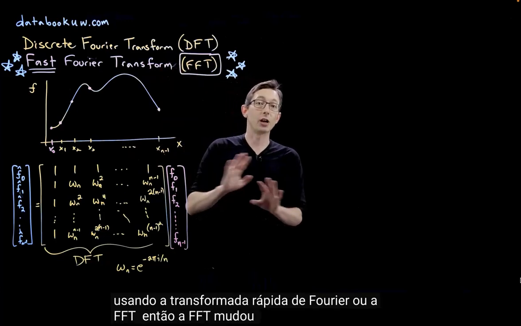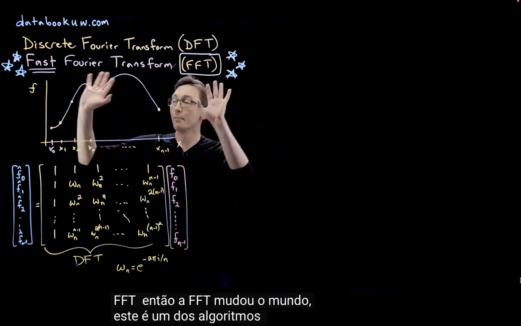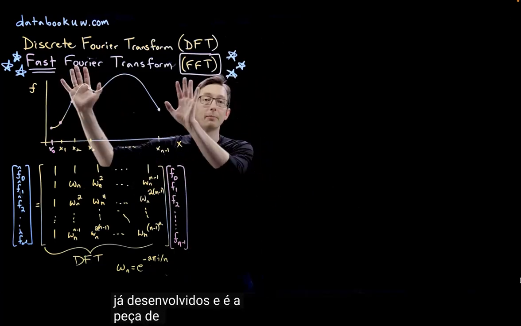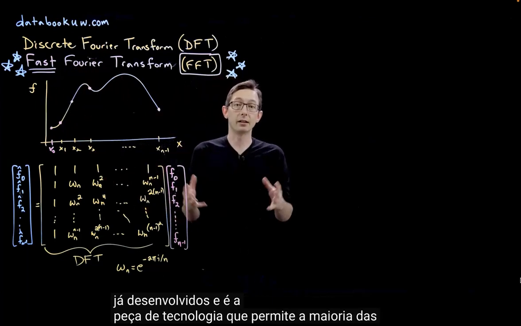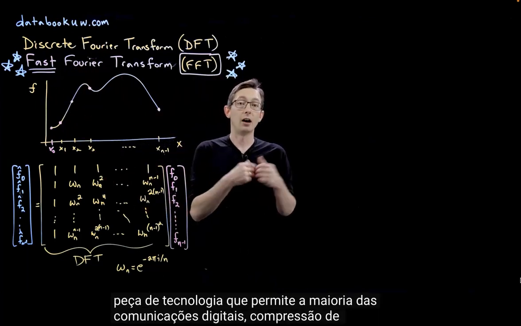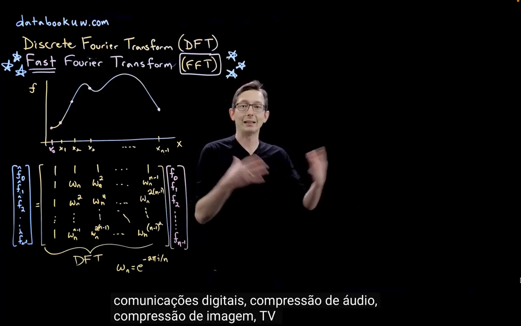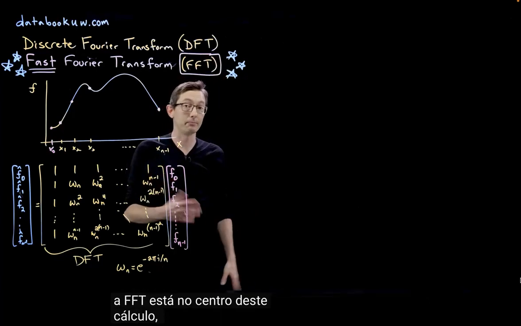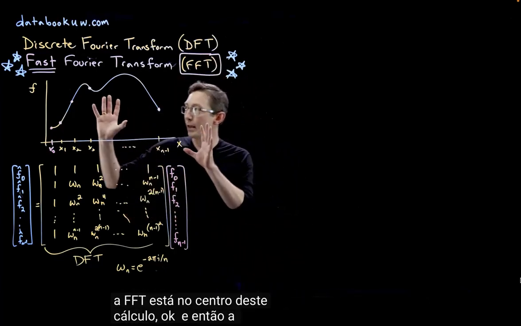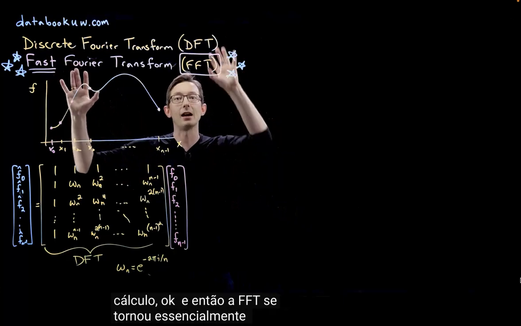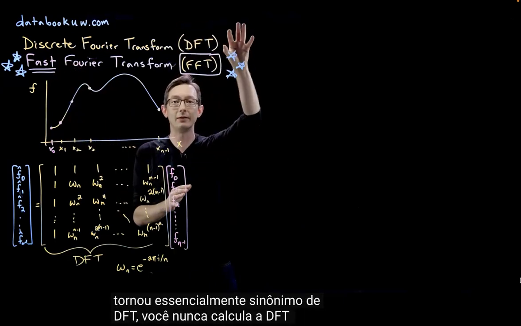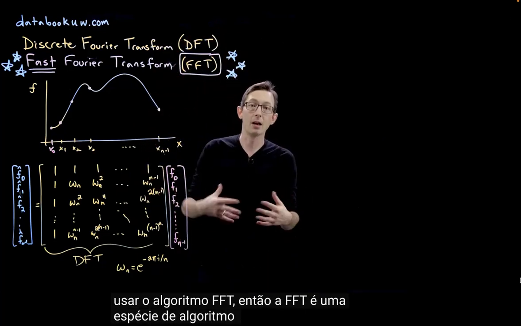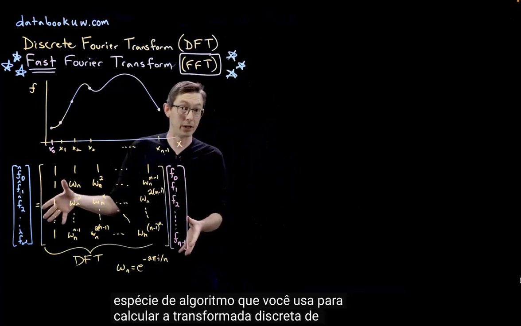So the FFT has changed the world. This is one of the most important algorithms ever developed, and it is the enabling piece of technology in most of digital communications, audio compression, image compression, satellite TV, you name it. The FFT is at the heart of this computation. And so the FFT has essentially become synonymous with the DFT. You never compute the DFT without using the FFT algorithm. So the FFT is the algorithm that you use to compute the discrete Fourier transform.